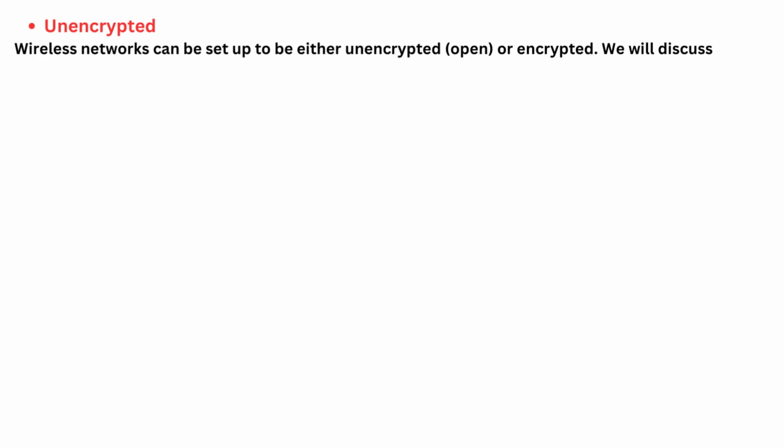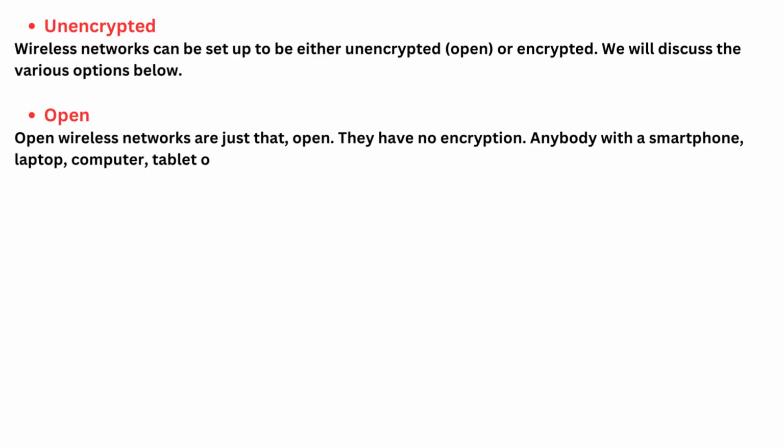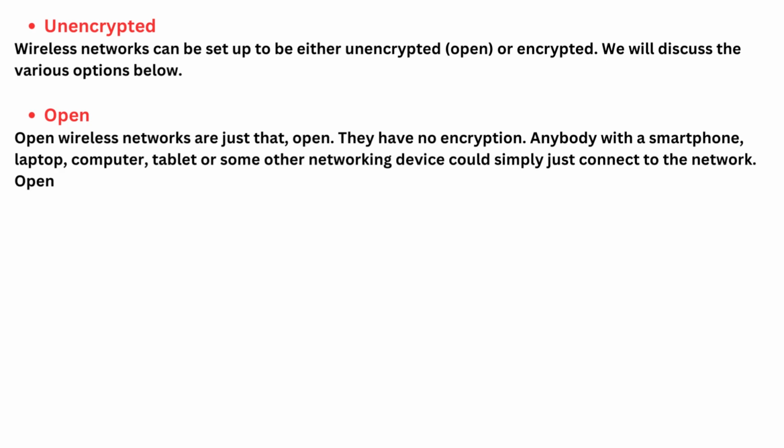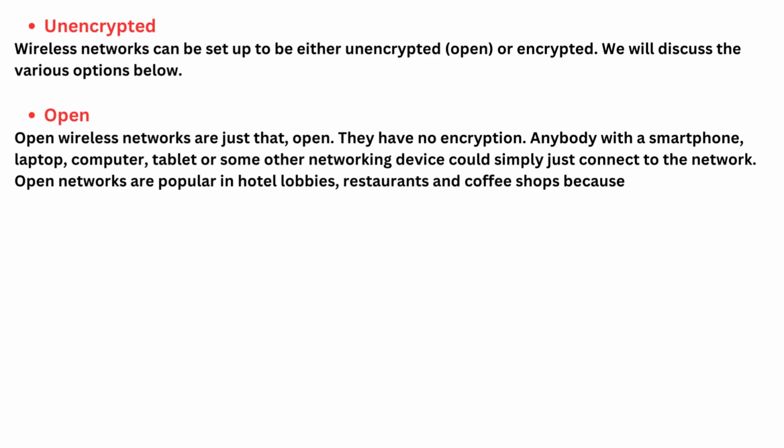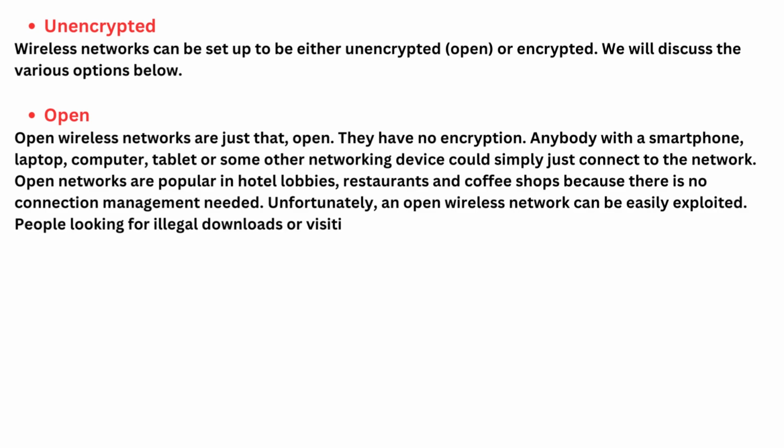Unencrypted. Wireless networks can be set up to be either unencrypted, open, or encrypted. We will discuss the various options below. Open. Open wireless networks are just that, open. They have no encryption. Anybody with a smartphone, laptop, computer, tablet or some other networking device could simply connect to the network. Open networks are popular in hotel lobbies, restaurants and coffee shops because there is no connection management needed. Unfortunately, an open wireless network can be easily exploited.